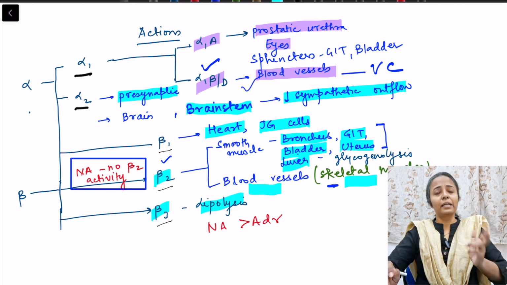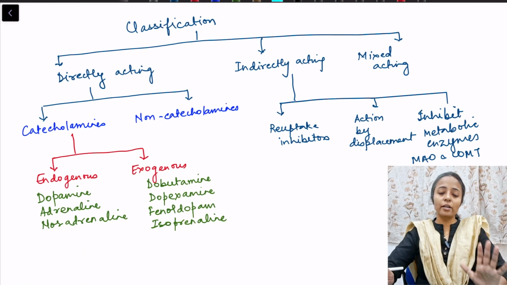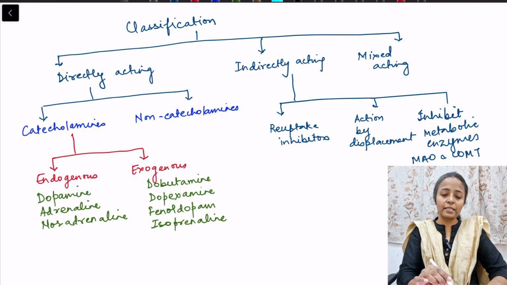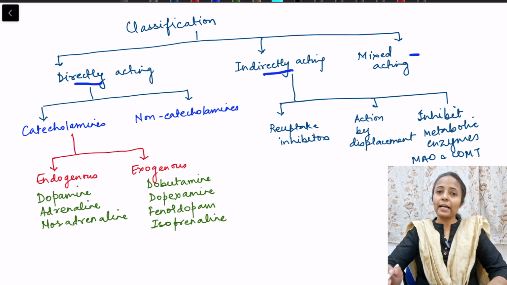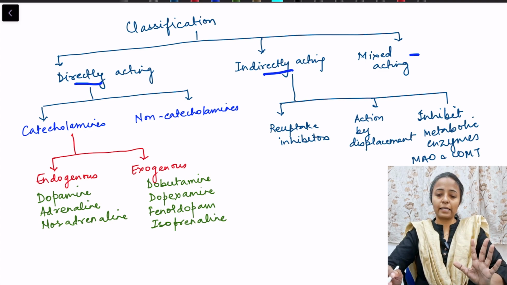So with this, we will directly move on to the classification of the sympathomimetics. Okay. So here we have the classification, that is directly acting, indirectly acting, and mixed acting drugs. Directly acting drugs means that these drugs will directly go and bind to the receptors. So that's why they are known as directly acting.